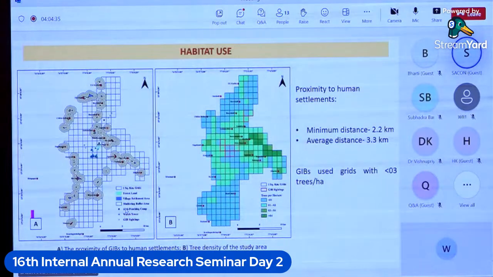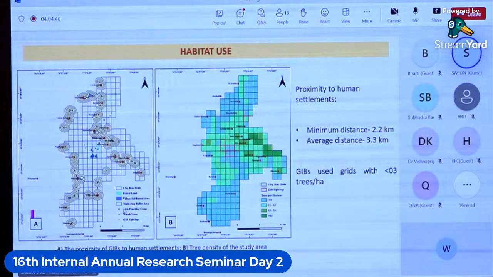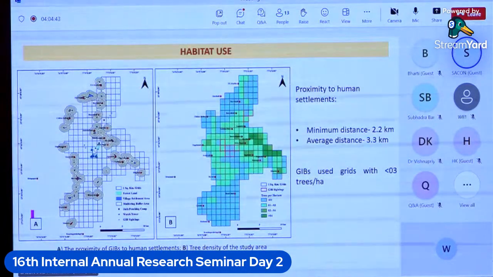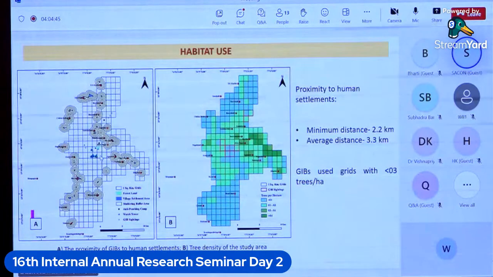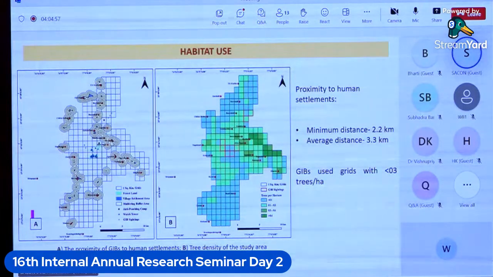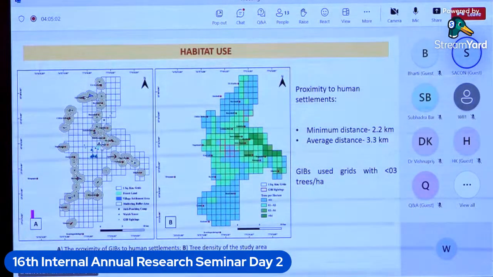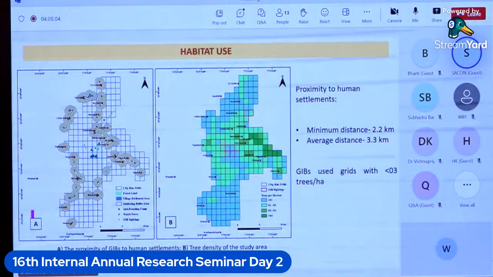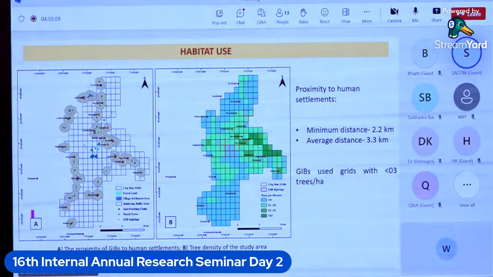When we plotted this with the villages and the distance intervals, everything put together falls away from the village. These are village boundaries at 2-3 kilometer distance, and the birds are inside right here. The minimum distance is 2.2 and the average distance is 3.3.